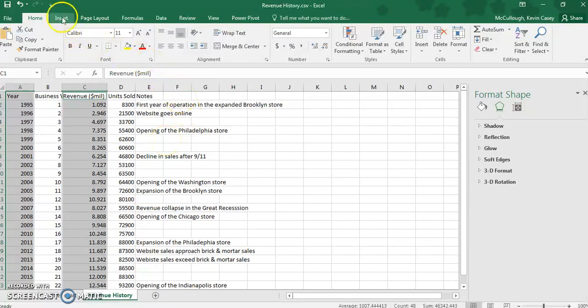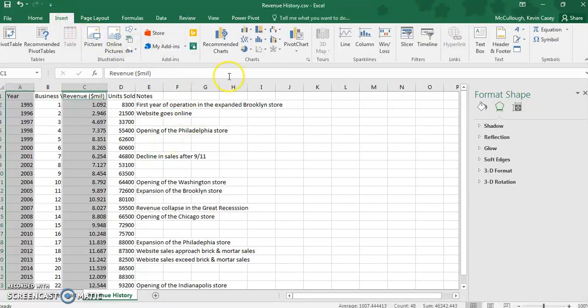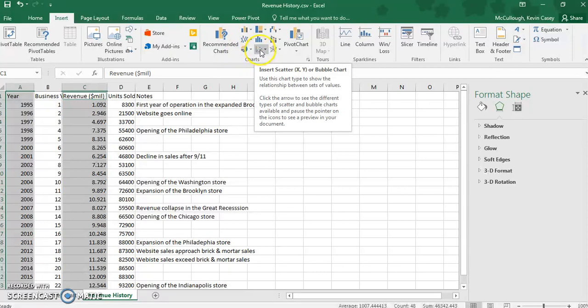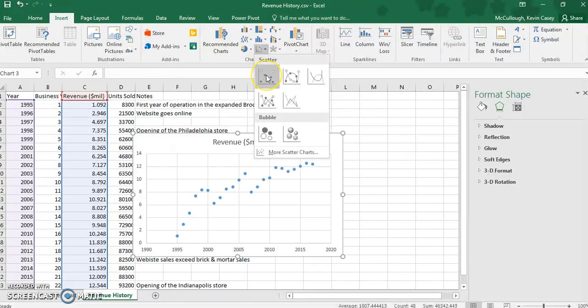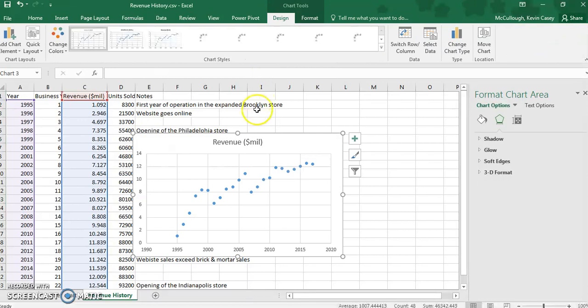And now we can go to, of course, Insert, Chart. And there's our chart. This one with just the dots is the scatter chart. Click on that. Let's keep it simple. Go with this one. And there it is. We've already created it.